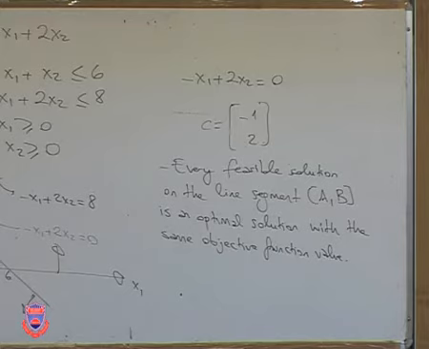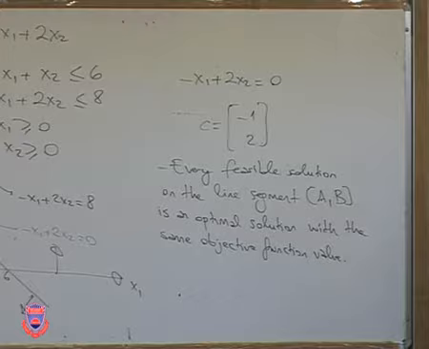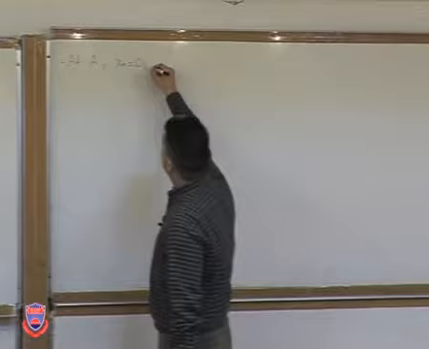And let's just verify that this is true. So for example, let me look at A first. At point A, what's the value of x1? x1 is 0. What about x2? x2 will be equal to 4, right? So basically A corresponds to the point (0, 4).